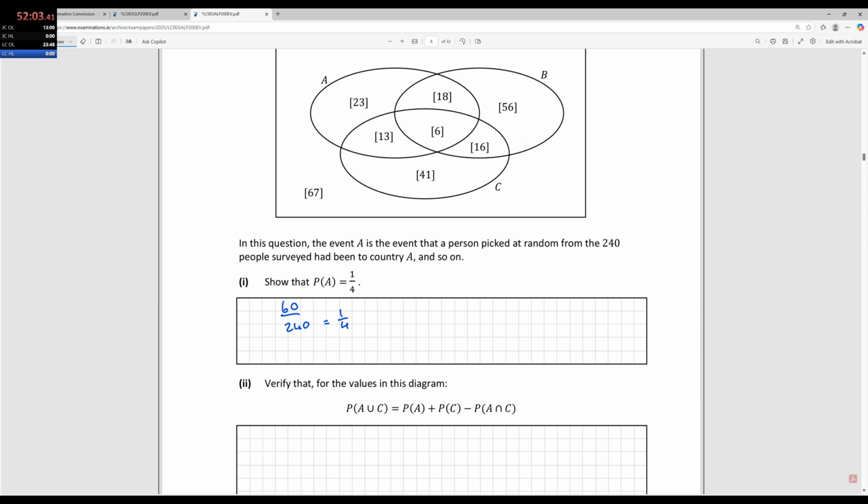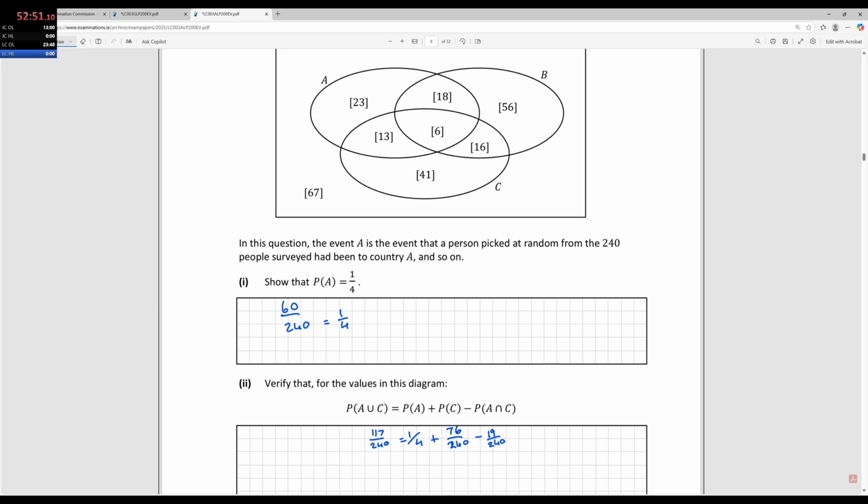Verify that for the rules in this diagram, the union of A and C. They were just kind of setting up to do this. So that's 1 over 4 for the A part. C is going to be 76 over 240. The intersection of A and C is going to be 19 over 240. And the union is going to be 60 added to 57, 117 over 240. Then it would be 60 and 76 is 136.